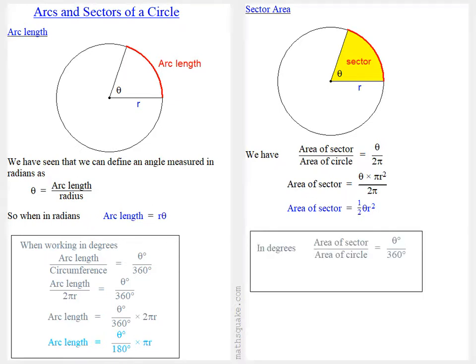Now in degrees we have the same fraction. The area of the sector over the area of the circle is equal to theta degrees over the total angle in a circle, which is 360 degrees. So the area of a sector is theta over 360 degrees times pi r squared.